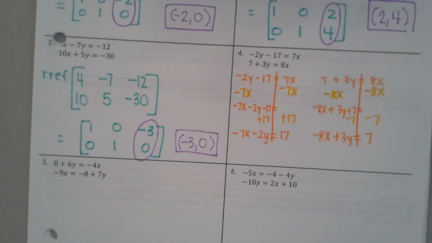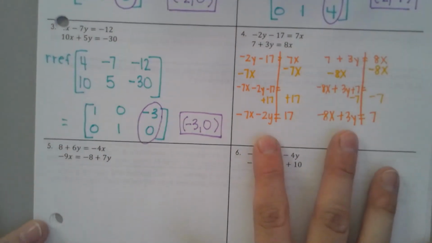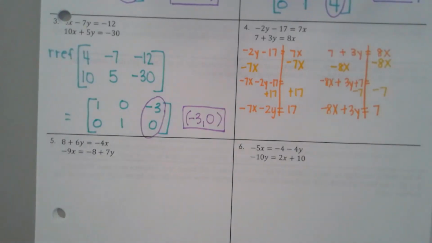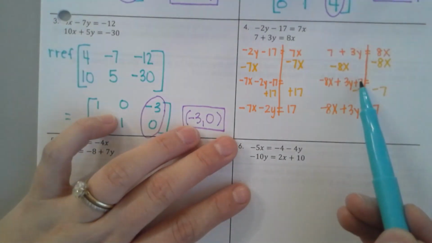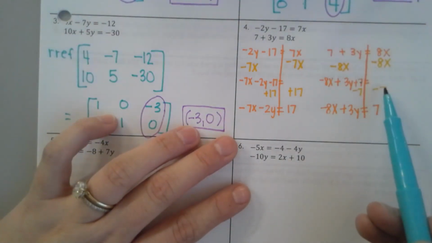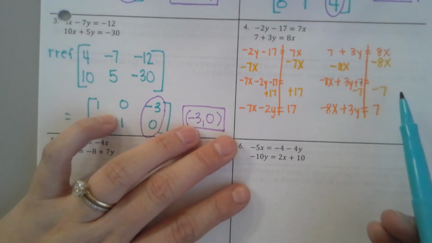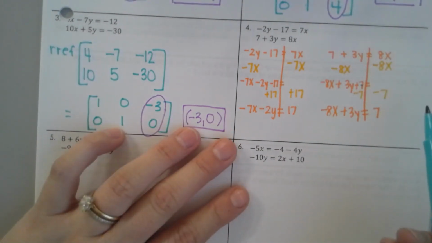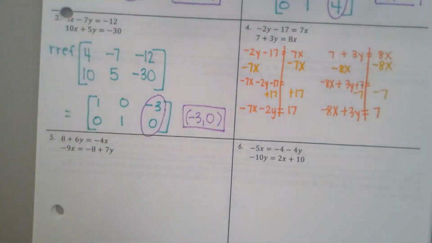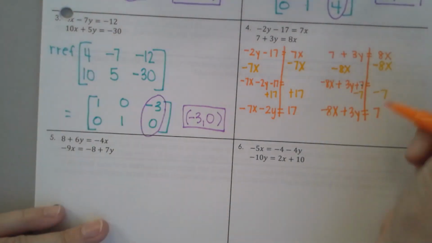So now I have my two equations that I can put in my matrix. How is that not a -7? It jumped the line. So it went from a positive 7. When it jumps across the line, it became a negative 7. Because I didn't write it down correctly.